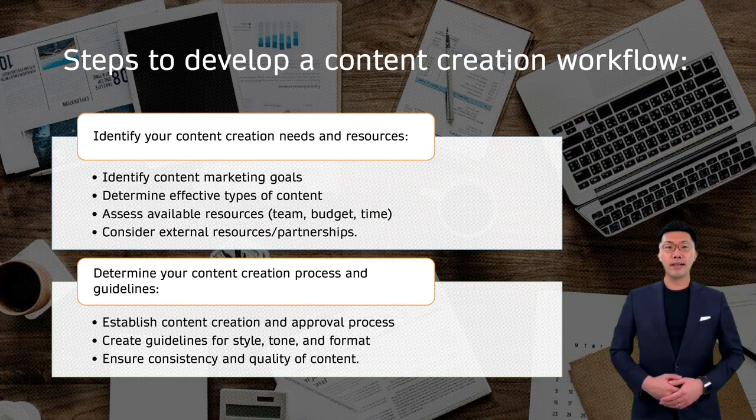The first step is to identify your content creation needs and resources. Consider your content marketing goals and the types of content that will be most effective in achieving those goals. Determine your available resources, including team members, budget, and time, and consider any external resources or partnerships that may be needed. The next step is to determine your content creation process and guidelines. Establish a clear process for creating and approving content, and create guidelines for style, tone, and format. This will help to ensure that all of your content is consistent and meets your standards for quality.